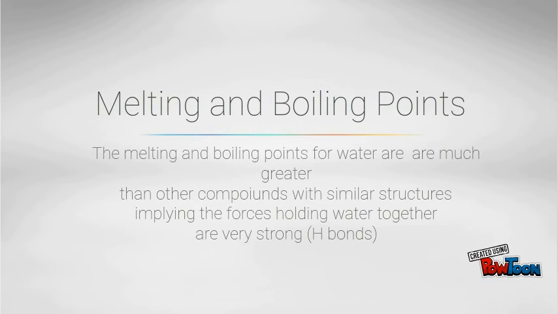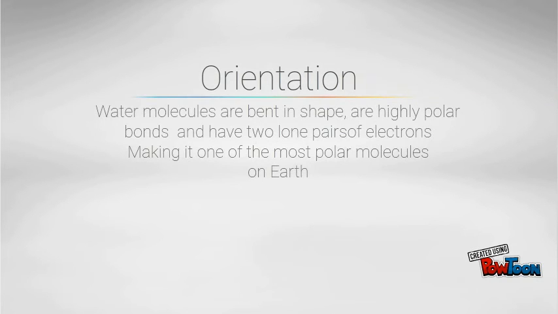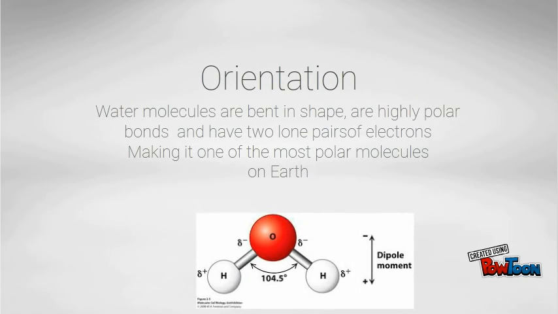Melting and boiling points. The melting and boiling points for water are much greater than other compounds with similar structures, implying the forces holding water together are very strong, or the H bonds. 3D orientation. Water molecules are bent in shape, are highly polar bonds, and have two lone pairs of electrons, making it one of the most polar molecules on Earth.